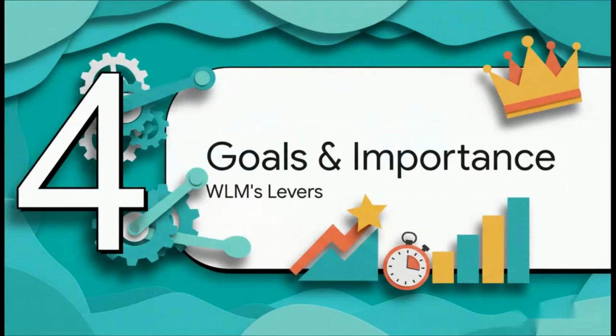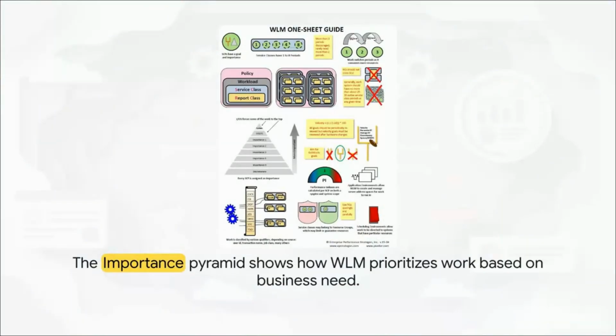Okay, so we've sorted all our work into these service classes. Now for the big question. How does WLM decide which class gets resources when things get busy? Well, it uses two main levers, something called importance and the type of performance goal you assign. Let's look at this pyramid.